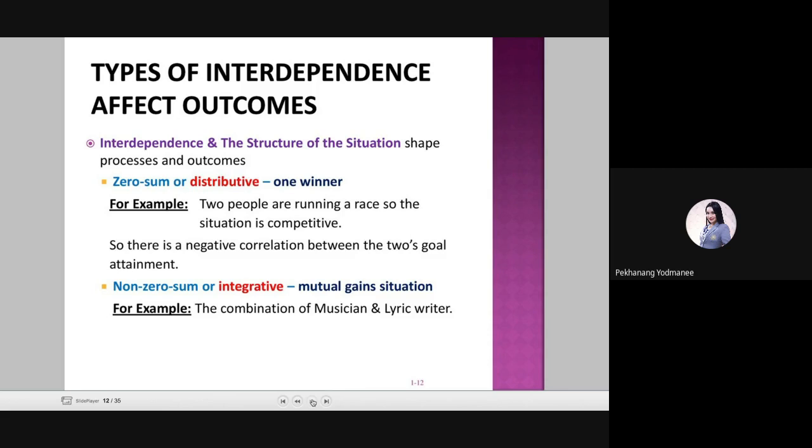Interdependence and the structure of the situation shape processes and outcomes. First, zero sum or distributive: one winner. For example, two people are running a race, so the situation is competitive. So there is a negative correlation between the two goal attainments. Next, non-zero sum or integrative situation, for example, the combination of musicians and writer.